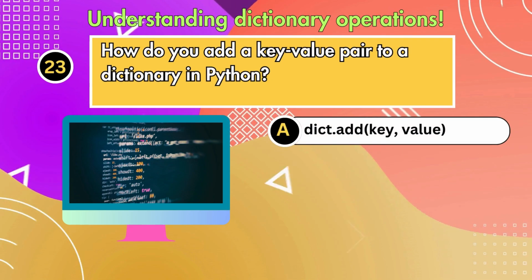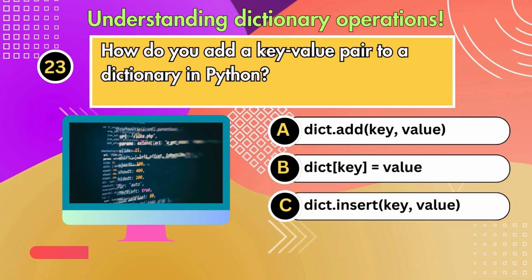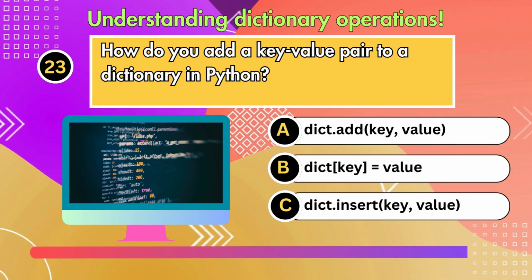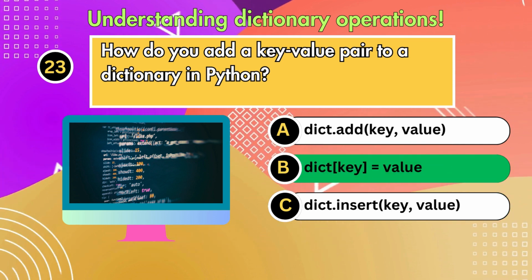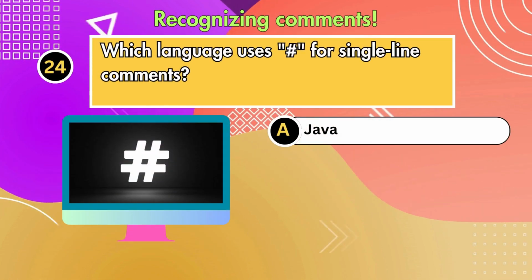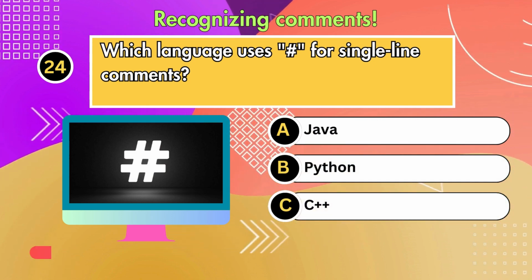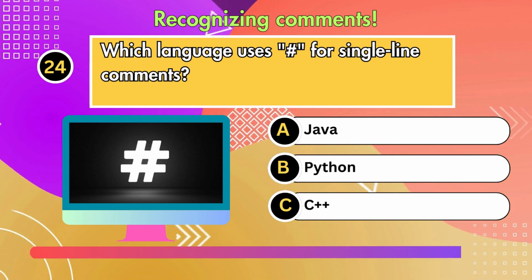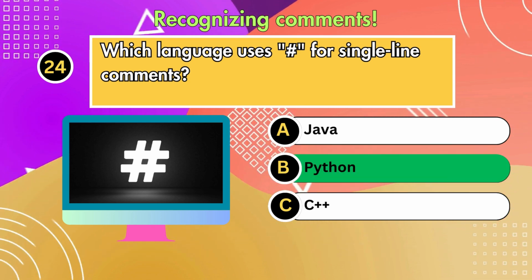How do you add a key-value pair to a dictionary in Python? Answer is dict[key] = value. Which language uses hashtag for single-line comments? Answer is Python.